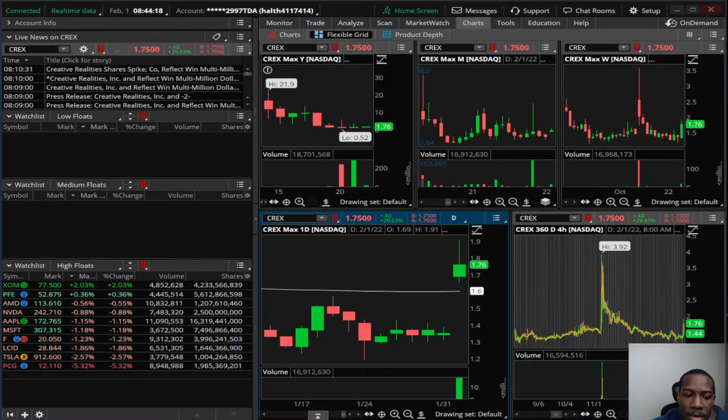And then BFRI, pretty much the same deal. It's definitely over its pre-market high. Will it come back down and test this 362 as a support? 362.